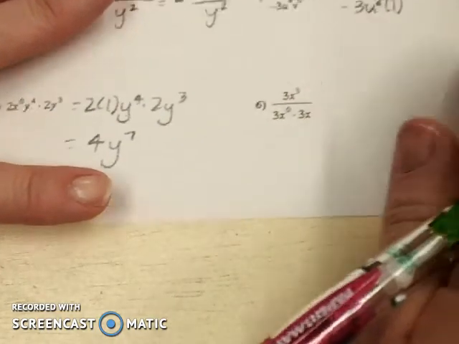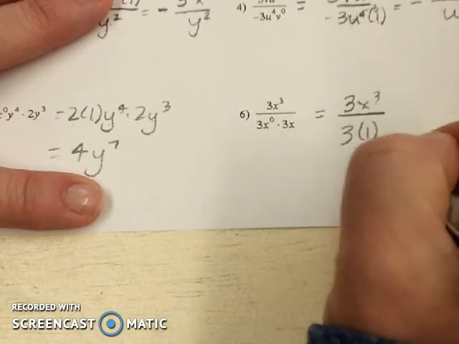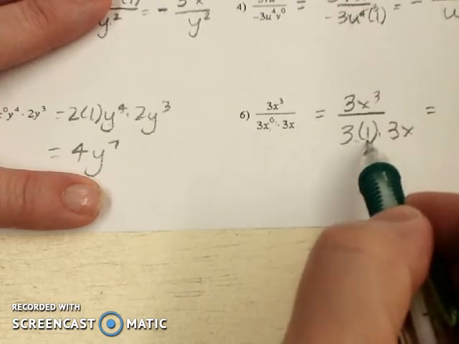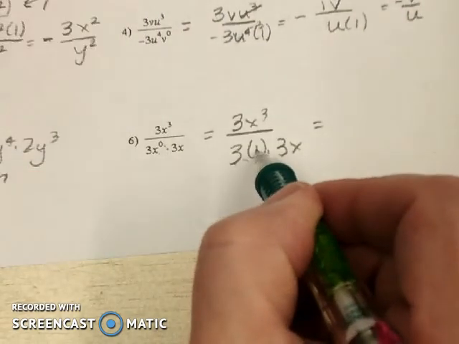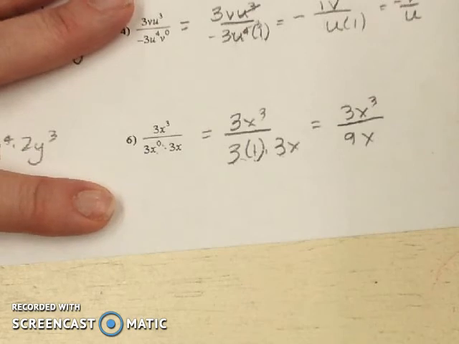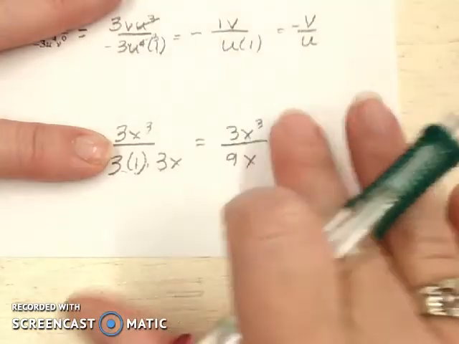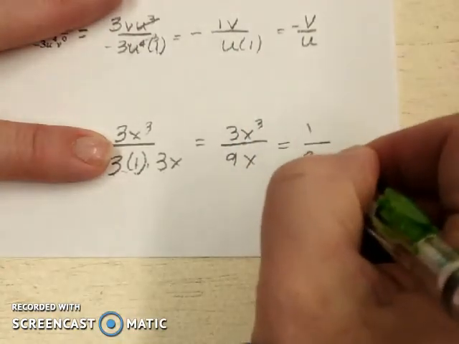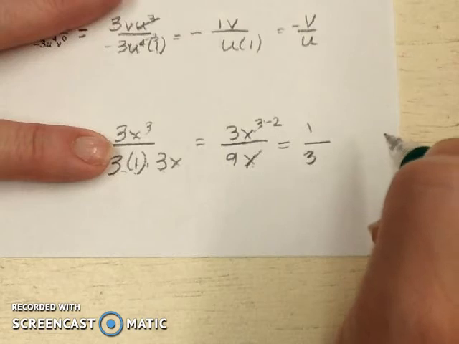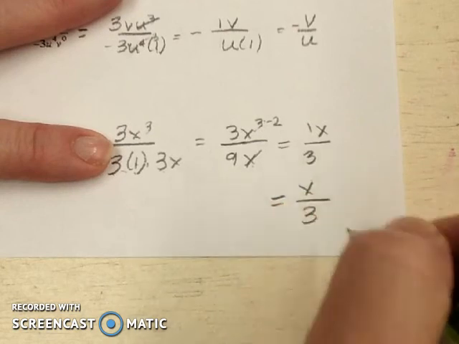And for number 6, I've got 3x cubed over 3 times 1 times 3x. Anything to the 0 power is 1. So 3 times 1 is 3, and 3 times 3 is 9. I'm taking baby steps here. So 3 over 9, you can do that in your head, you can do it in the calculator, you can't put the x's in there, but 3 over 9 is 1/3. And x cubed over x, remember when you divide, you subtract the exponents, and so that gives me an x on the top, and so my final answer is just x over 3.